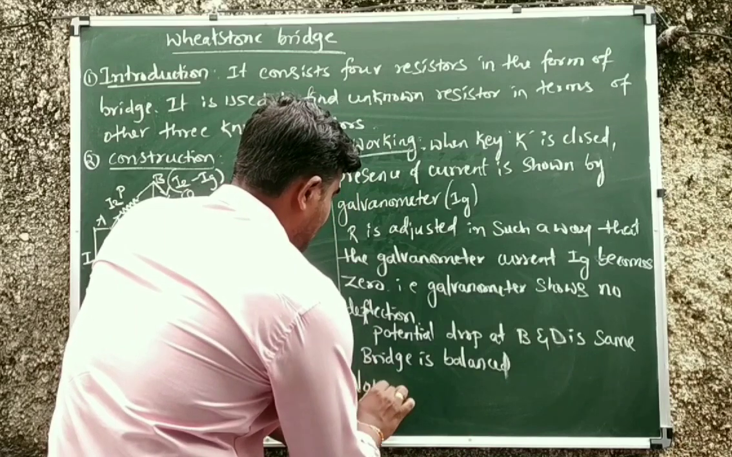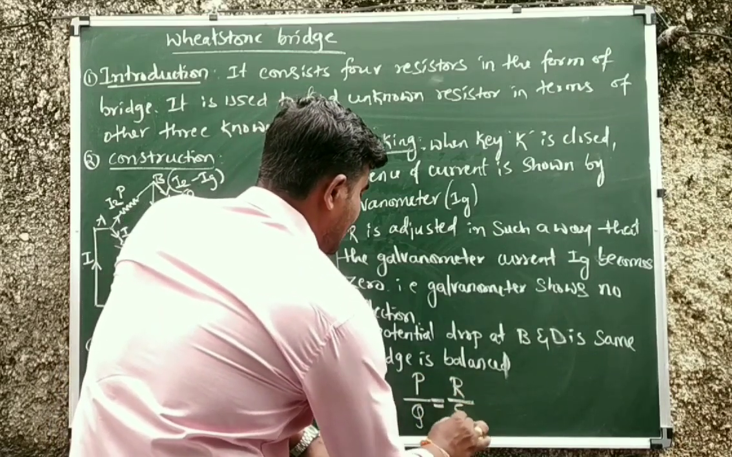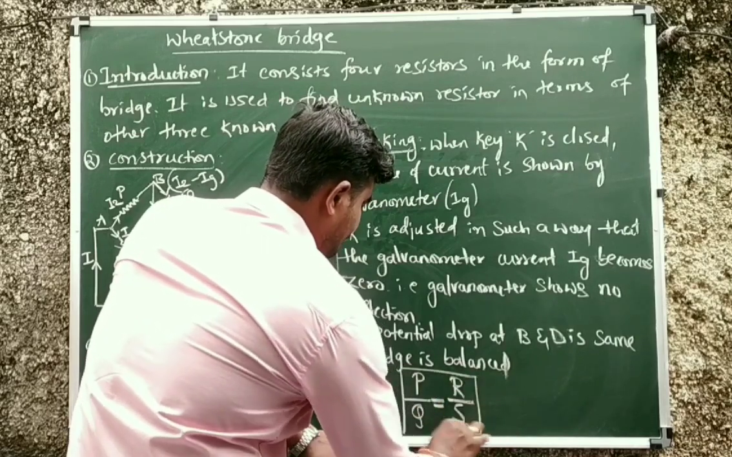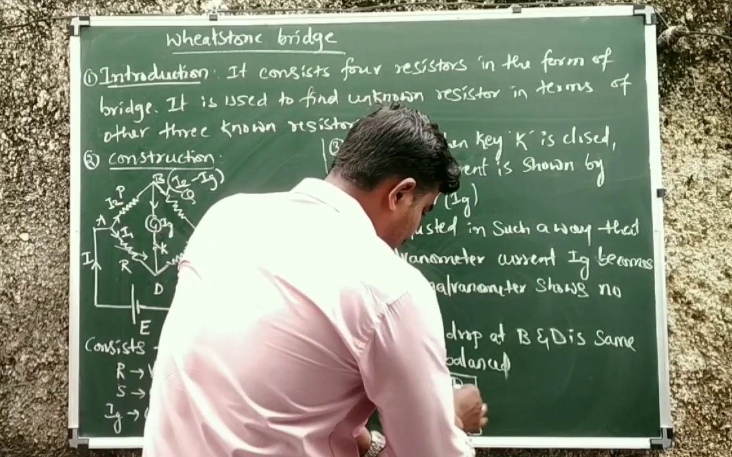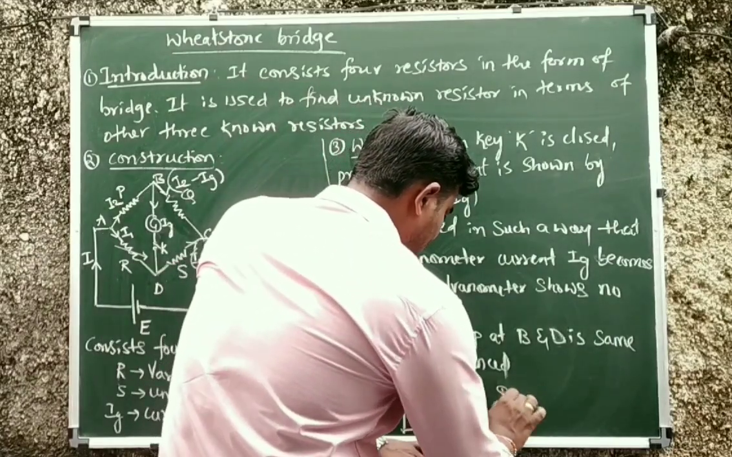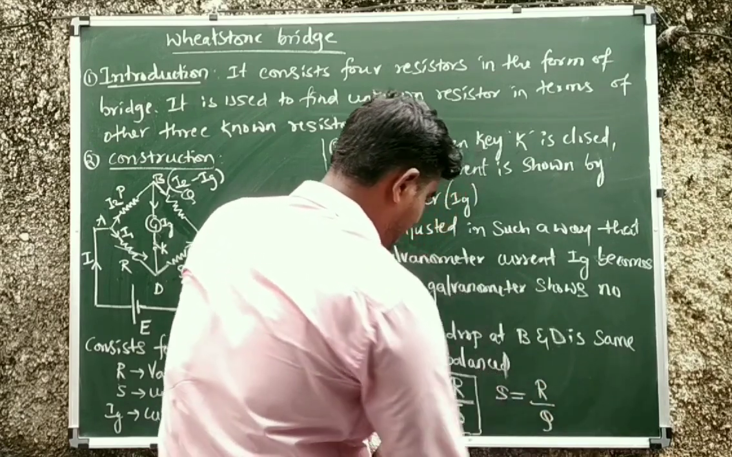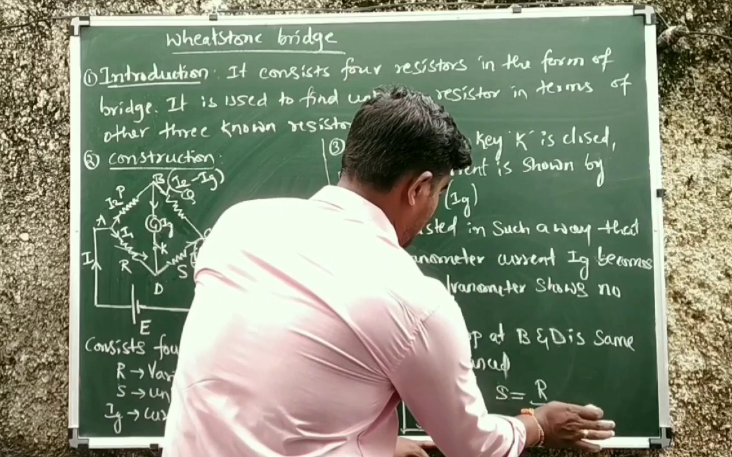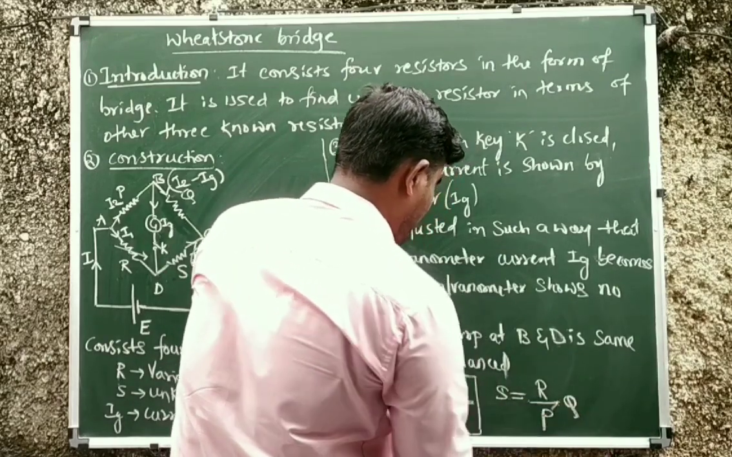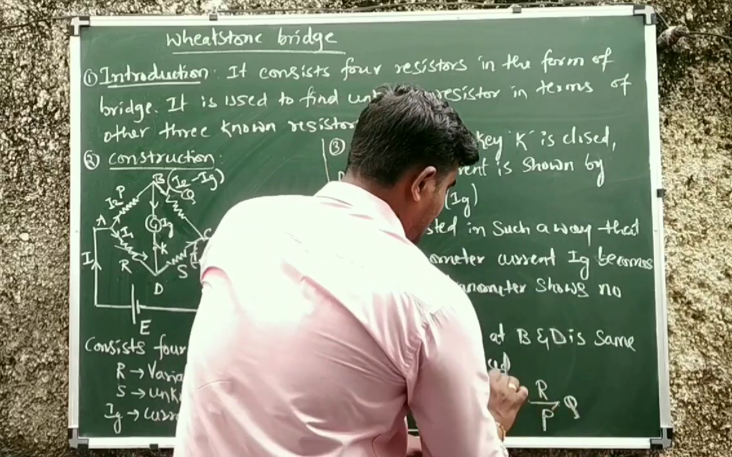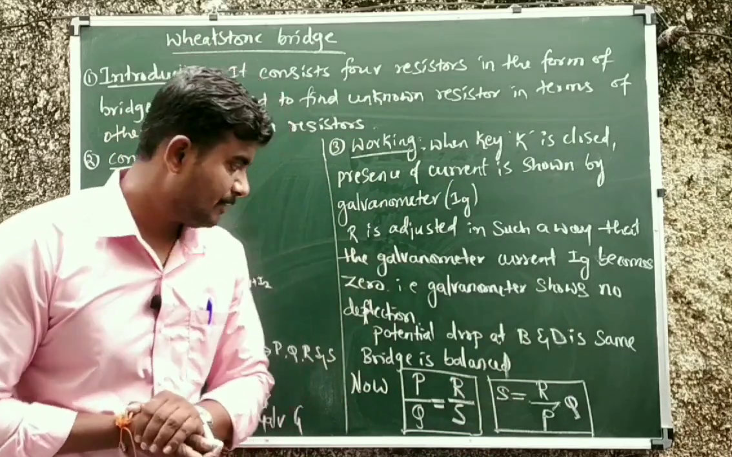Now we can write the ratio P divided by Q is equal to R divided by S. Okay, this is the balanced condition. With the help of this formula I can write S is equal to R divided by P into Q. This is the value of the unknown resistor.